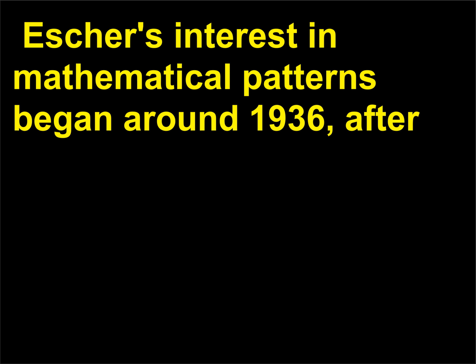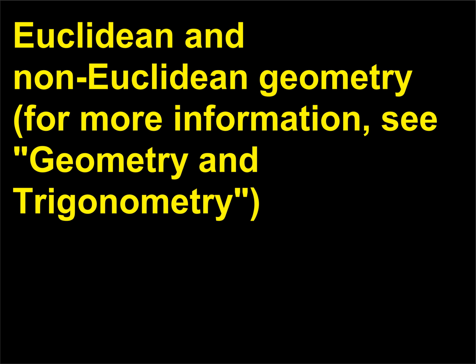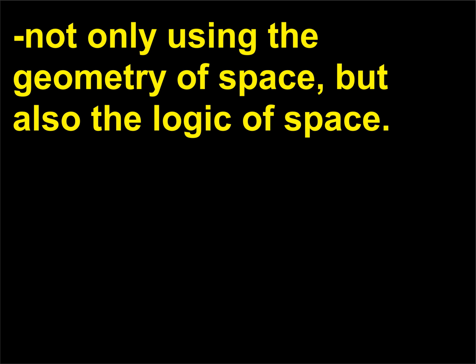Escher's interest in mathematical patterns began around 1936, after viewing the Alhambra Palace's collection of Islamic art. He was fascinated with structures represented in plane and projective geometry, both Euclidean and non-Euclidean geometry. For more information, see geometry and trigonometry. He used not only the geometry of space, but also the logic of space.